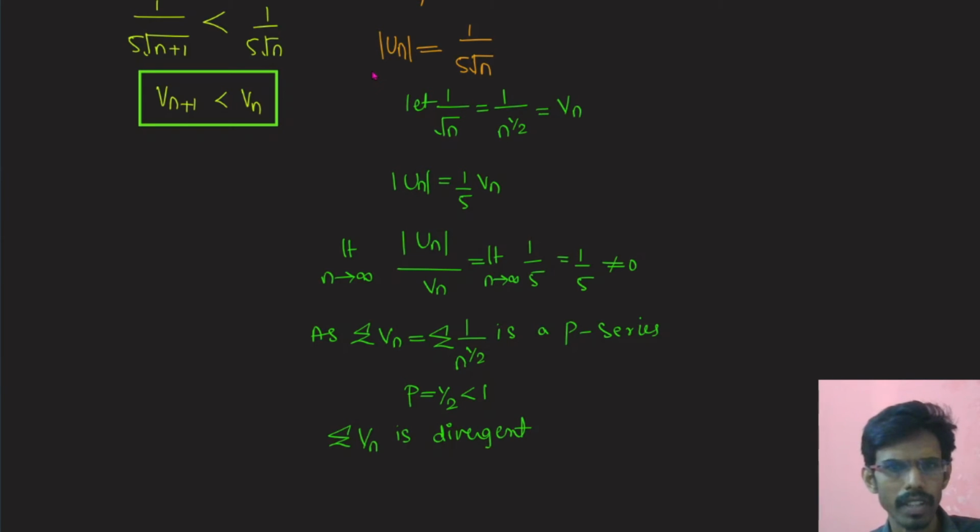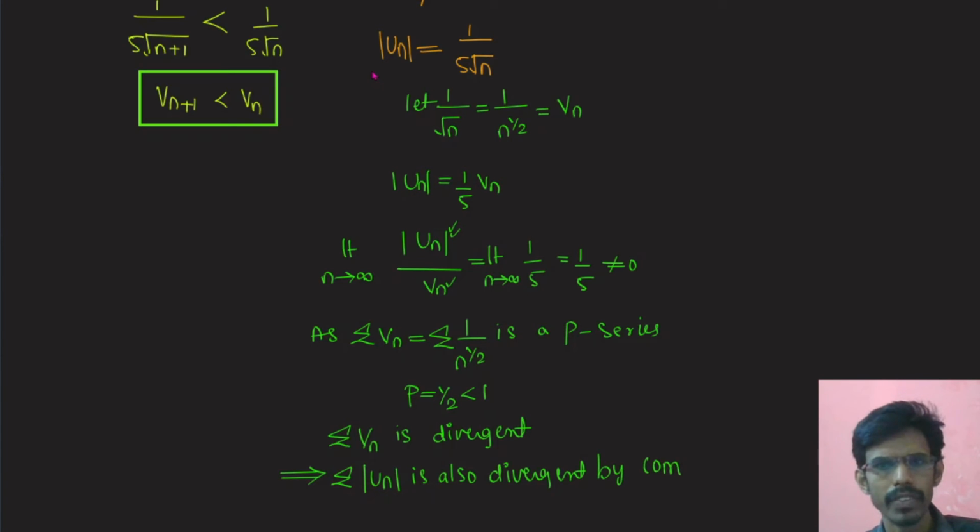It is divergent. That implies sigma mod un. See here, if this is divergent, then this will also be divergent. Sigma mod un is also divergent by comparison test.